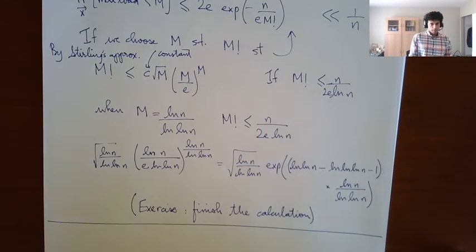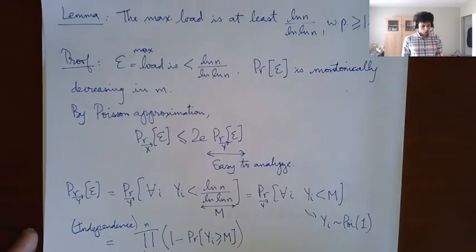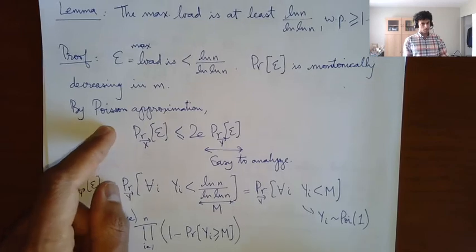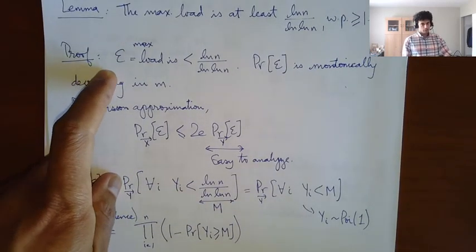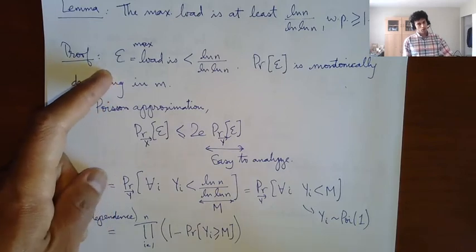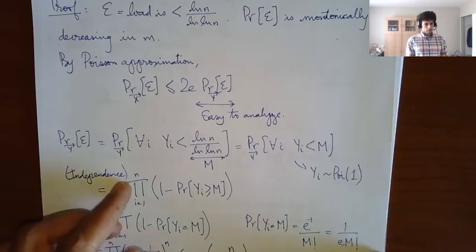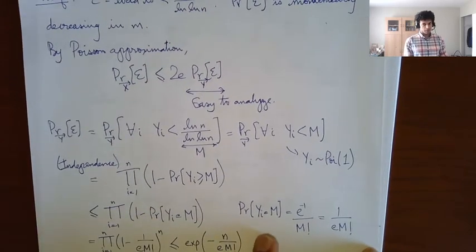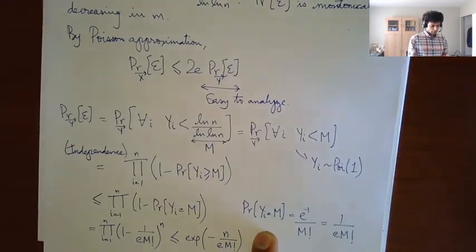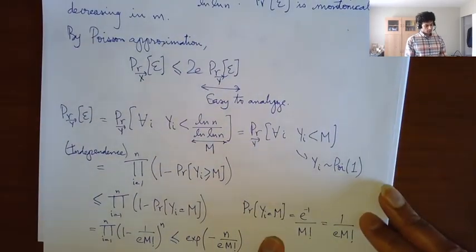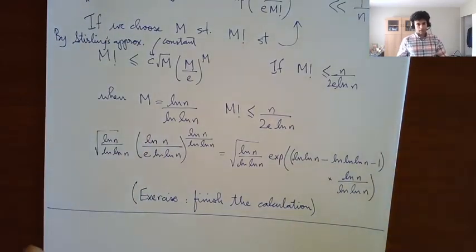Now the whole point of this demonstration was to show you that using the Poisson approximation, you can take what looks like a fairly complex event, the maximum load being less than log n over log log n, and you can replace it using the independence of the Poissons and the fact that we have good closed form formulas for the Poisson, with essentially some calculation in logs that you can finish off.